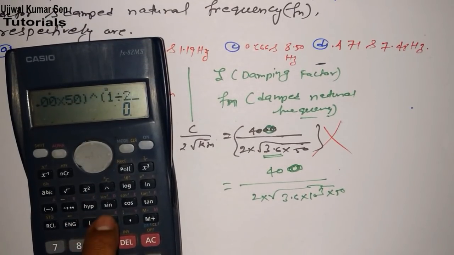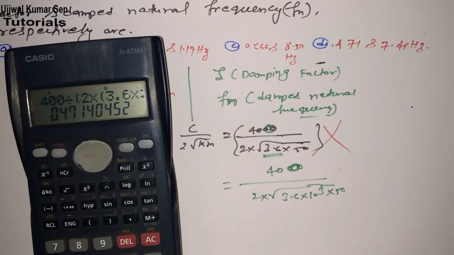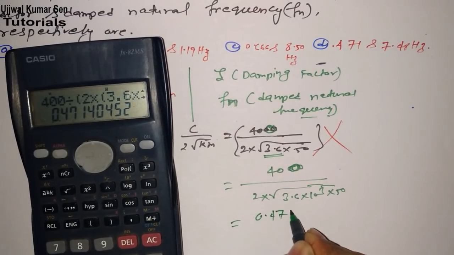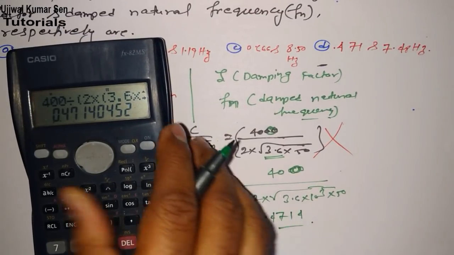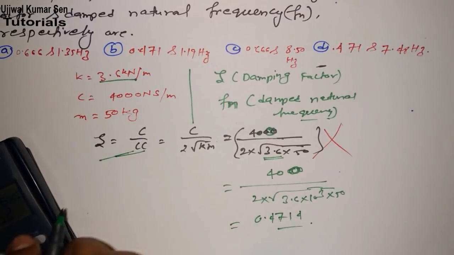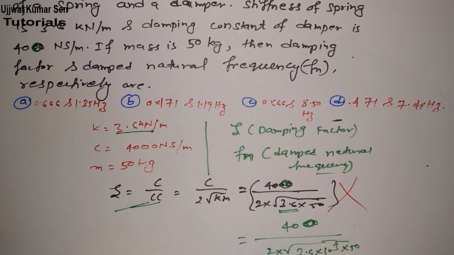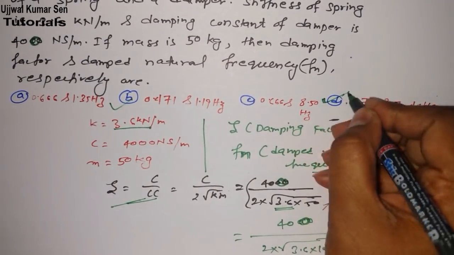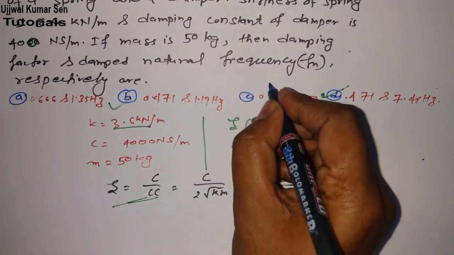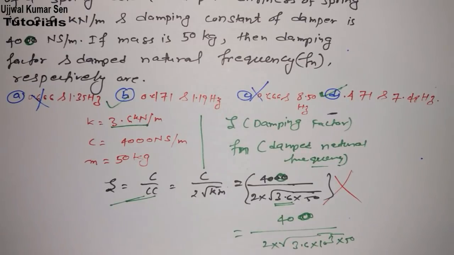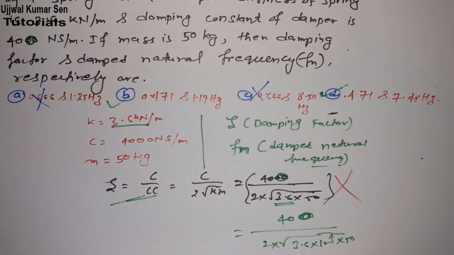To the power 1 by 2, double close. So its answer is 0.4714. What is this? The damping factor. Now see the options. We have two options where we can match this, B and D. That means automatically C and D are wrong answers. Okay, it cannot be a right answer.